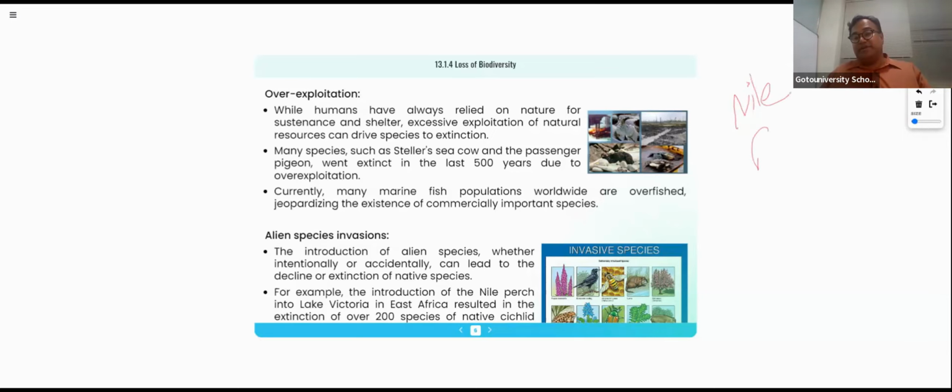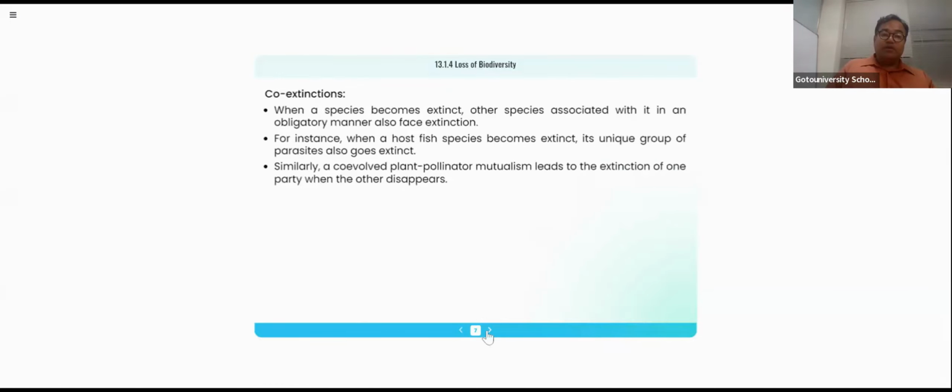Again, I'm repeating, Nile perch is a quite amazing competitor. It won't allow the native species to survive, right? That we already told you. And now we are discussing co-extinction. So I'm a species, I depend upon the other species. If that species is dying, I'll also die.